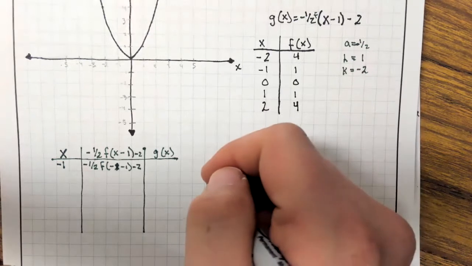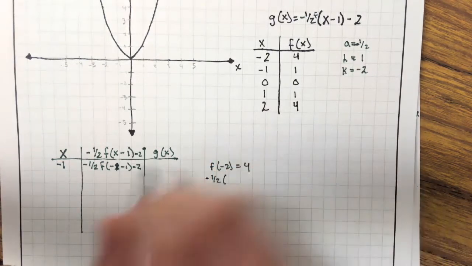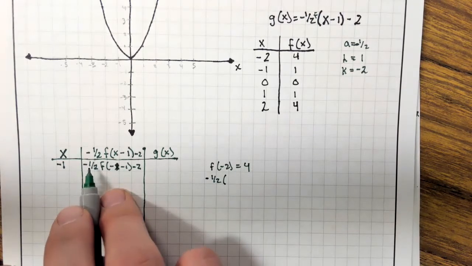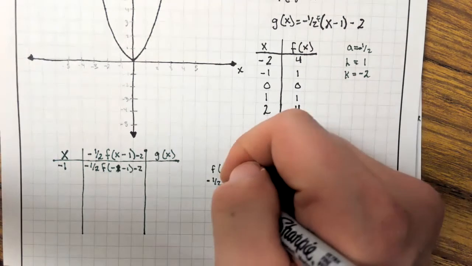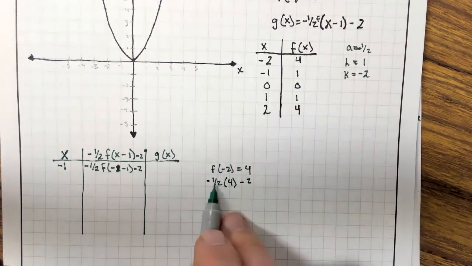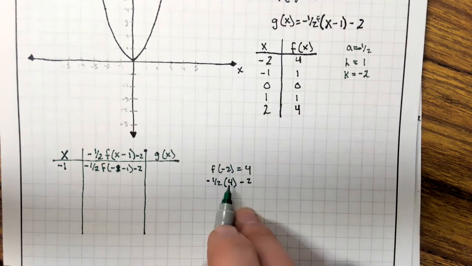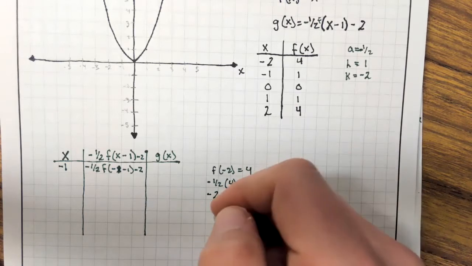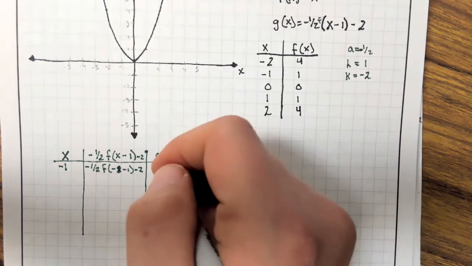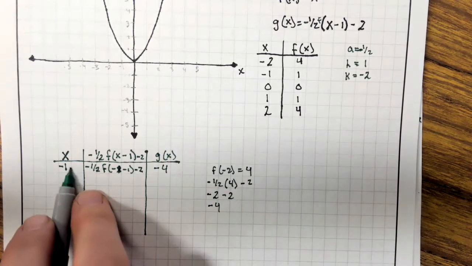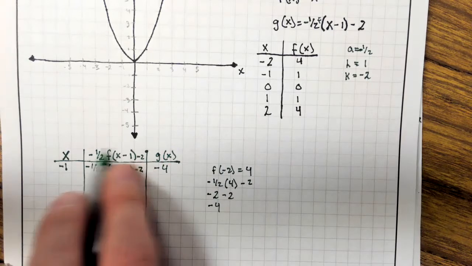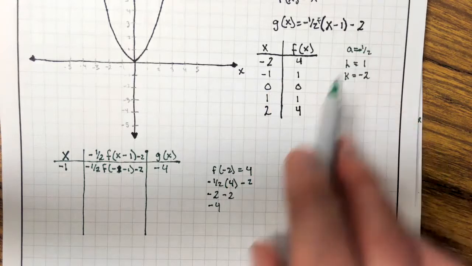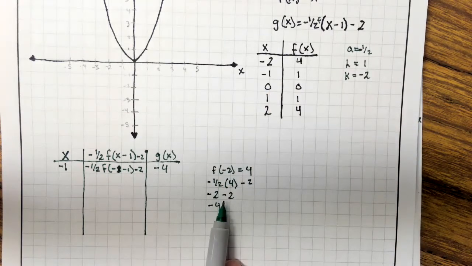So now I've got -1/2 f of -1 minus 1. Remember, that just becomes +4. So -1/2 times 4, and then minus 2. -1/2 times 4 is -2. And then -2 minus 2 is going to give us -4. So a lot going on there. Whenever I plug -1 into the function rule for g of x, which again I got from up here, it spit out -4.